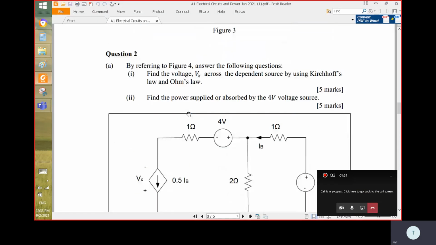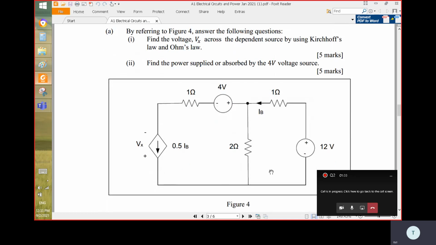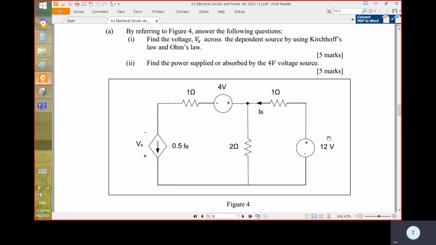So question number 2, first we have this circuit here. Okay, so let's look at this circuit now. We have 12 volt DC here on the right hand side, and then on the top here we have 4 volt. And the polarity is a bit reversed here, positive here, right?